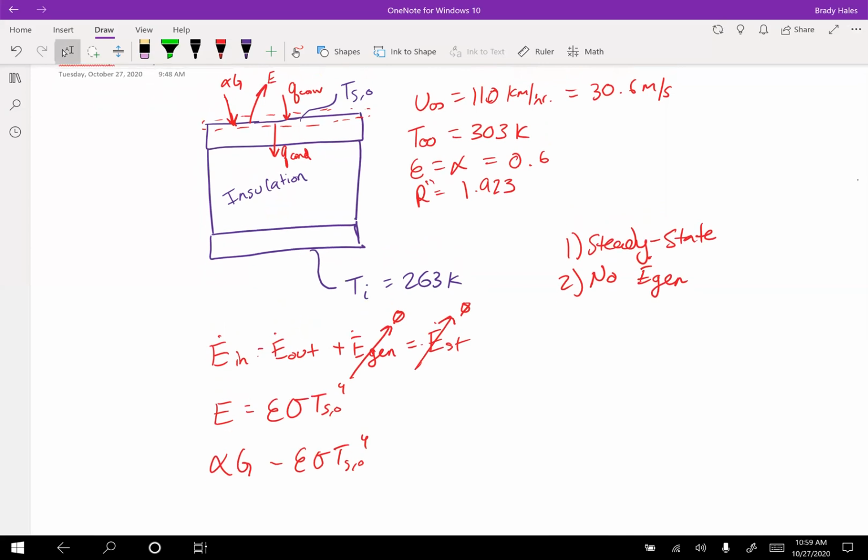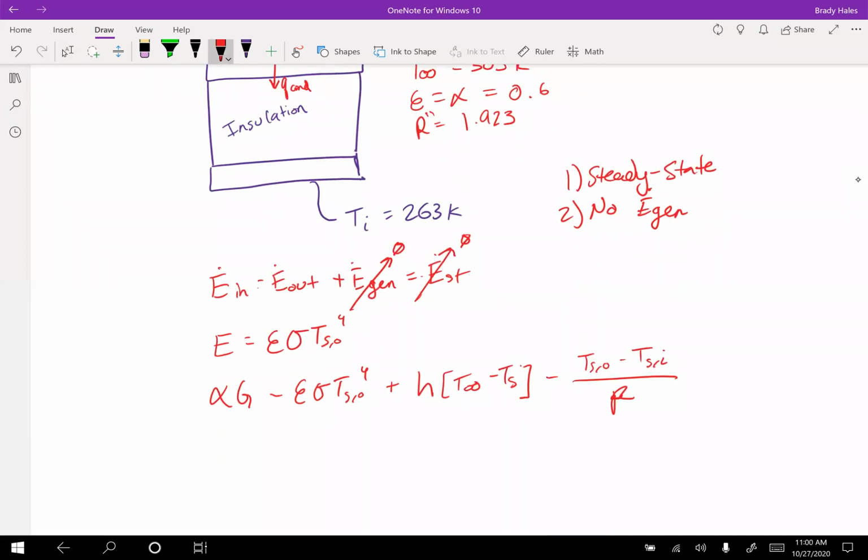Okay, then we're going to have some convection coming in. So we know that that is H times (T infinity minus TS). And then minus the conduction going out. That's just going to be (TSO minus TSI) over R. Oh, sorry, my pen is not doing well today. It's equal to 0. This is just the definition of resistance.